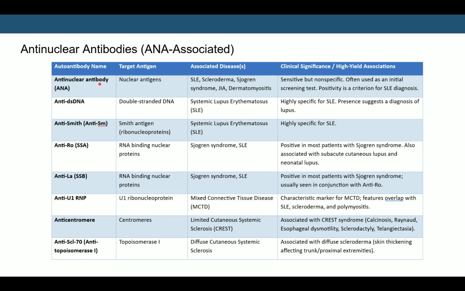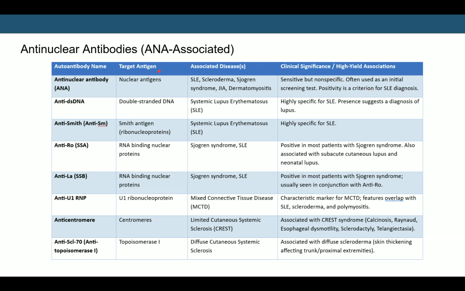This is going to be sensitive, but it's not specific. So what does this mean? That means if you screen someone for anti-nuclear antibody, they also call it ANA, and it's positive, then that means they have an autoimmune disease, but we don't know what disease it is. So it is sensitive, but it's not specific for just a single disease. It's often used as an initial screening test. Positivity is a criterion for systemic lupus erythematosus diagnosis.